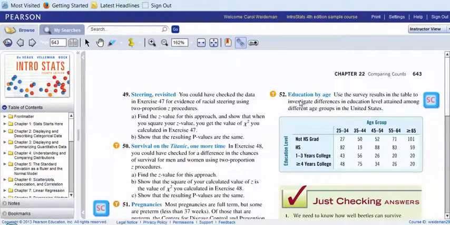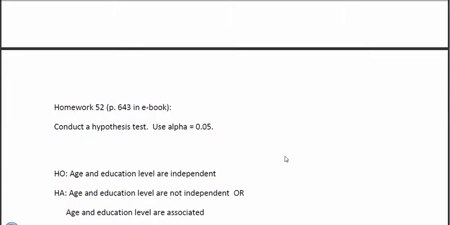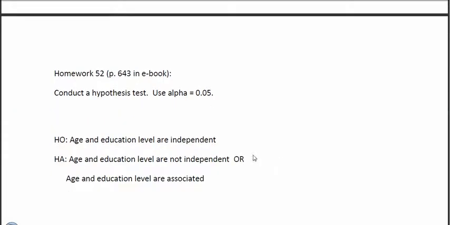They're talking about education by age. Use the survey results in the table to investigate differences in education level attained among different age groups in the U.S. So the first thing we want to do is a hypothesis test. We need our null and alternative. Our null is that age and education level are independent, and our alternative will be that they're not independent, or that they're associated. Those two are equivalent alternative hypotheses.